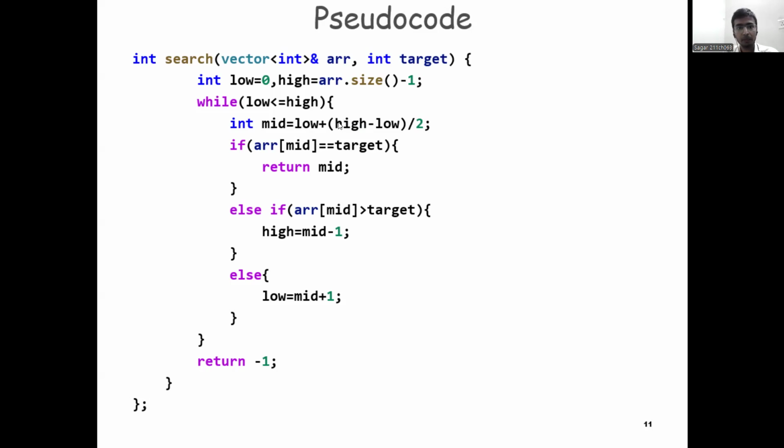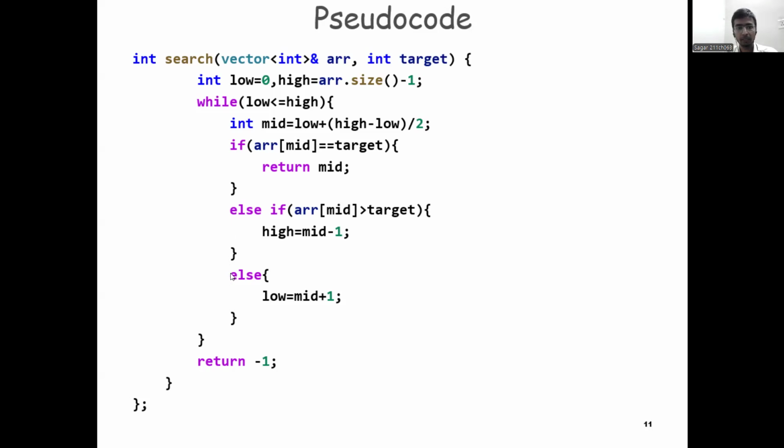After that, we compare the middle value with the key value. If it's equal, then we return the middle index. Otherwise, we go into the other two cases, either the else if or the else. If array mid is greater than key, then we are going to consider the left part of the array. So for that, we have to do high equals to mid minus 1.